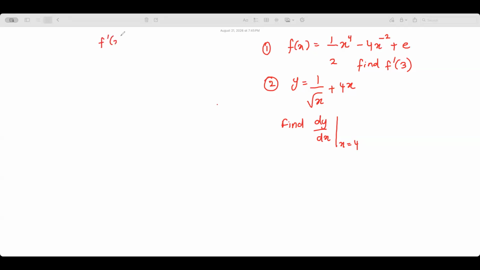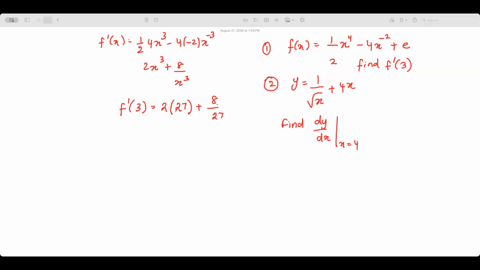So f dash of x will be equal to half times 4 power of x cube minus 4 in the denominator. So this will be minus 2 x power of minus 3. E will be 0 when you differentiate. So this will be 2x cube plus 8 by x cubed. So f dash of, what are they asking? 3. So 2 times 3 is 9, 9 is 27, plus 8 by 3 is 9, 9 is 27. So that would be 54 8 by 27. Or if you convert it to an improper fraction, I think it is 1466 by 27.